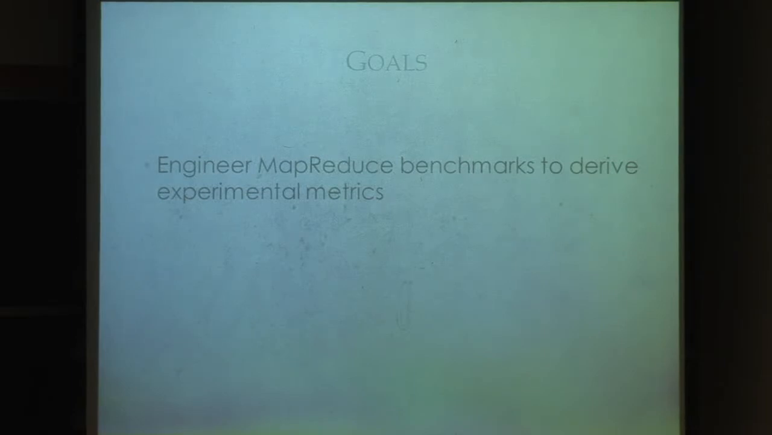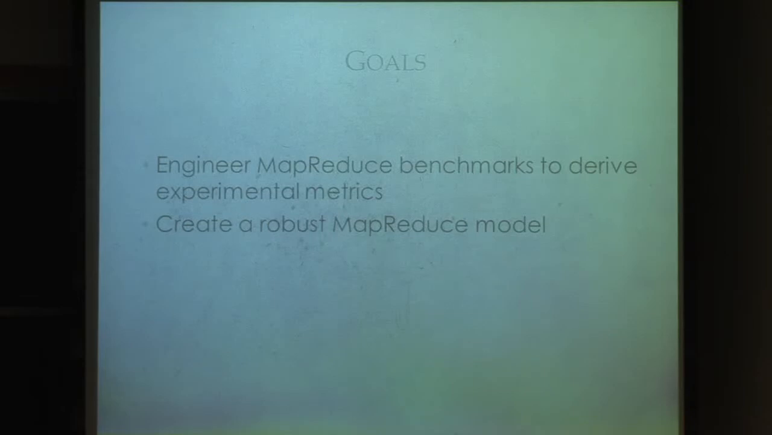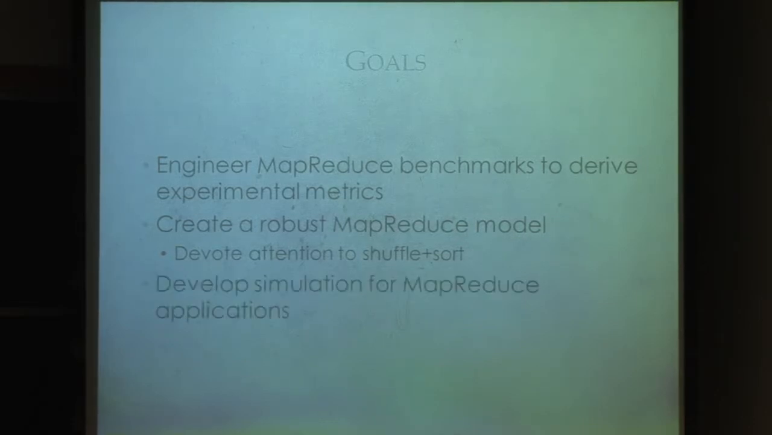And then once we have some of that data, we can create a model that's more robust than those that exist in previous research. And specifically, we want to devote specific attention to the shuffle and sort phase, which has often been left out of the picture in previous research.